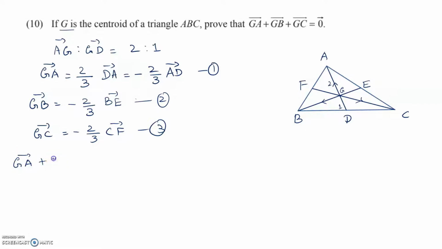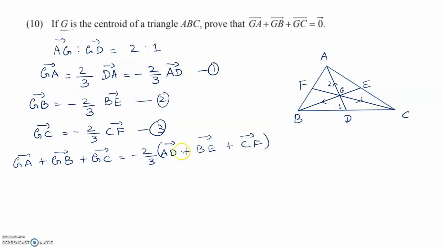Okay, so if we add the 3 together, GA vector plus GB vector plus GC vector, and substituting the values, minus 2/3 (we can put them within bracket because minus 2/3 is common for all) of AD plus BE vector plus CF vector.